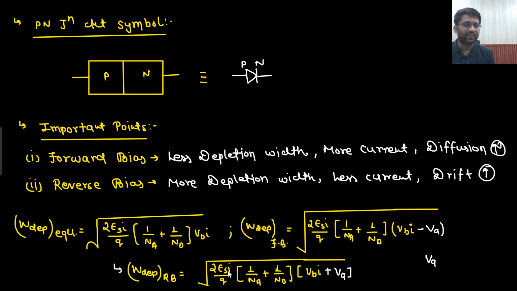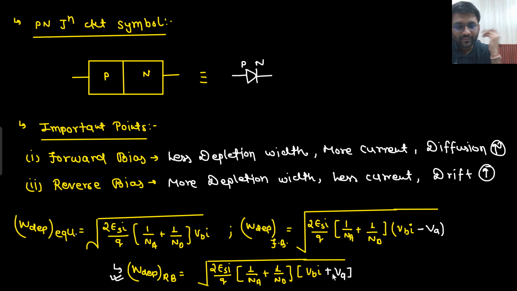If you know the total depletion width, then the depletion width towards the N side would be W depletion multiplied by Na upon Na plus Nd. So you find this W depletion under reverse bias, then multiply by Na upon Na plus Nd, and you get the depletion width on the N side. Similarly, you can find the depletion width on the P side as well. Most likely, if they ask any question on PN junction, it will be on reverse bias and this formula will be used, 9 out of 10 times.